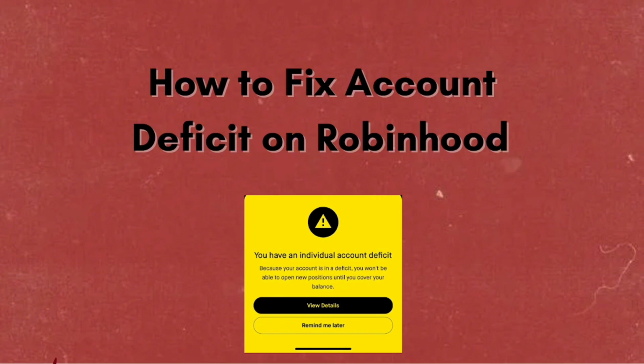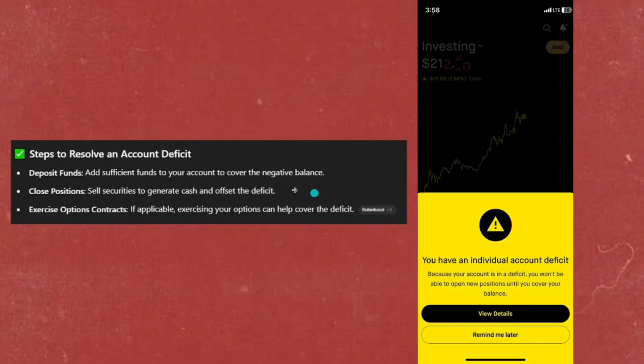So, first is deposit funds. So you can add sufficient funds to your account to cover the negative balance. Second is close positions. So you can sell securities to generate cash and offset the deficit. And last one is exercise options contracts. So if applicable, exercising your options can help cover the deficit.